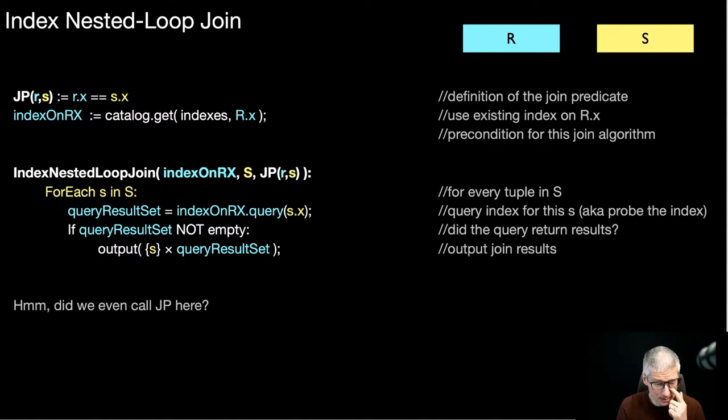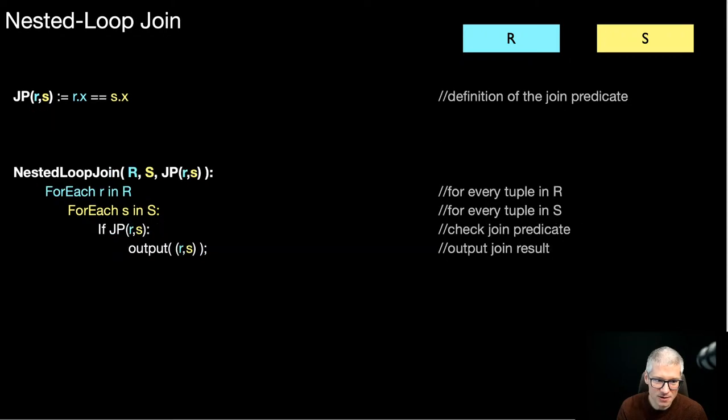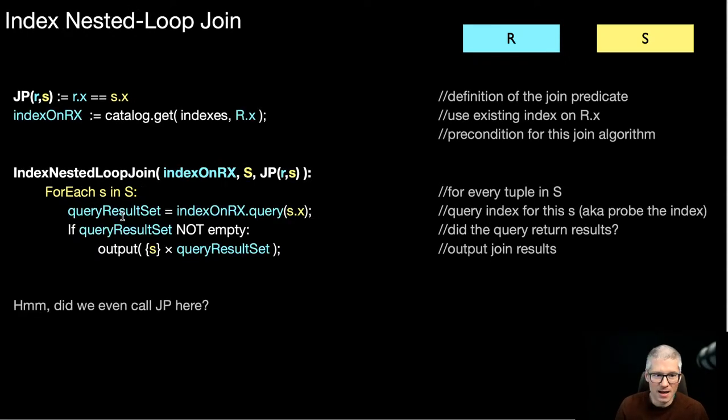A better algorithm is called index nested loop join. And how does that work? Well, if you go back to nested loop join, you will see there are two loops. Now we replace that with a single loop. One of the loops gets removed. We can do that in cases where there is an appropriate index available, and in cases where the predicate matches that index in a certain way. You will see in a moment how exactly.